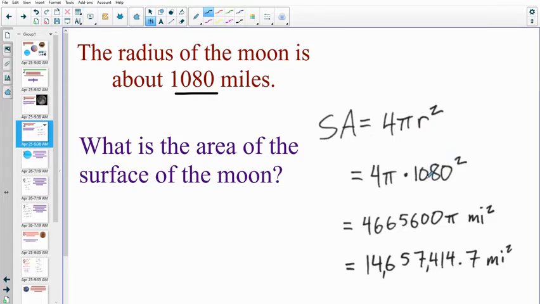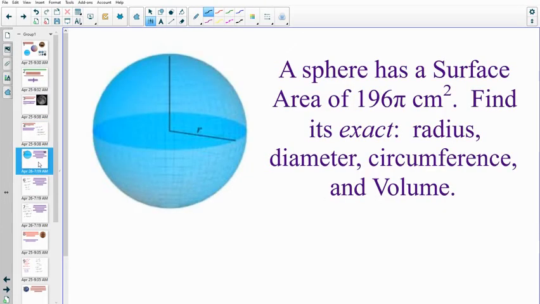And then I'm just plugging it in a calculator, 1,080 squared times 4. And so if I want an exact answer, that would be it. Looks like 4,665,600 pi miles squared. But for a problem like this one, an exact answer probably doesn't make sense. We'll go with 14,600,000 miles squared as the surface area of the moon. So there we go. Kind of big, scary numbers, but the math wasn't too bad as long as you've got a calculator.